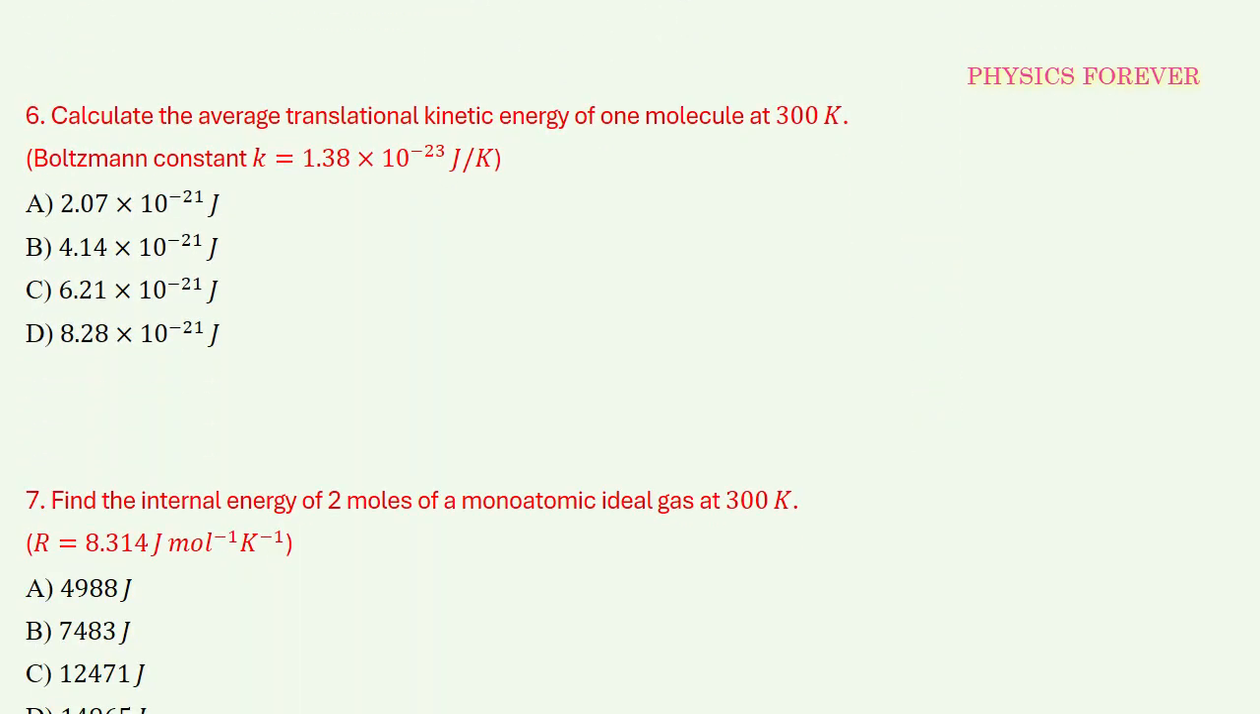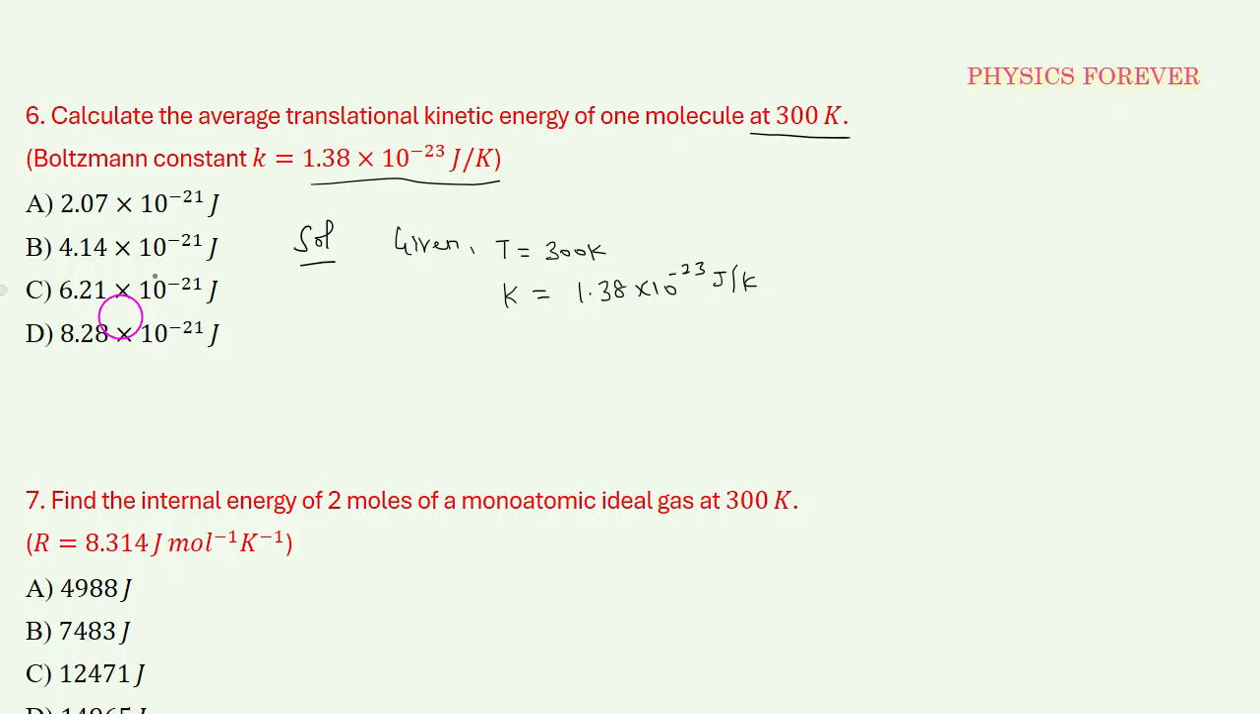You must remember this. The next one is a problem: calculate the average translational kinetic energy of one molecule at 300 Kelvin. The Boltzmann constant is given. How to solve? First, what are the given values? The temperature T is 300 Kelvin, and the Boltzmann constant k is 1.38 × 10^-23 joule per Kelvin. Sometimes the constant is given in the question, but you have to memorize these constant values.